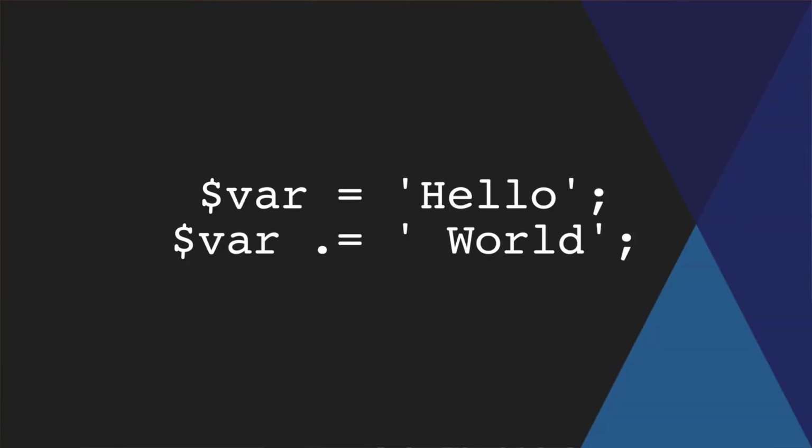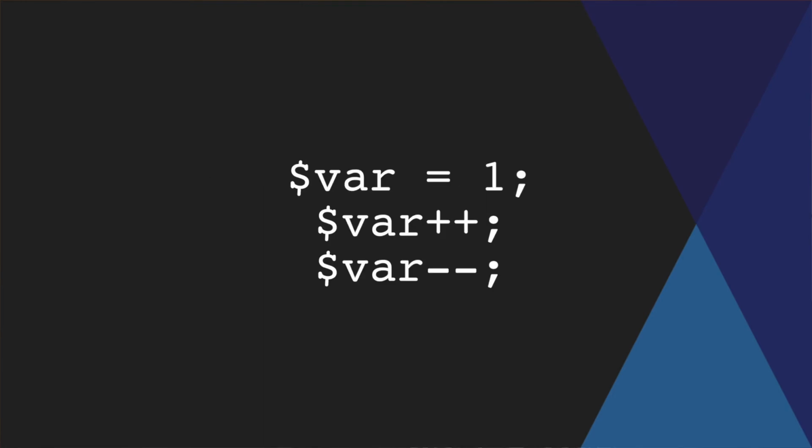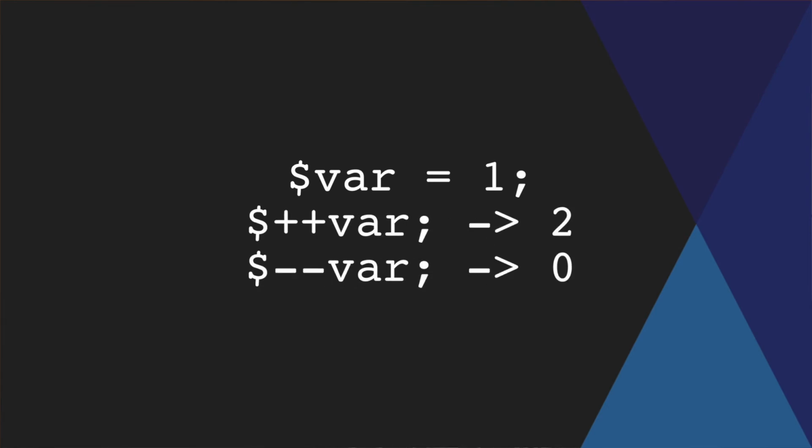Also with strings, period equal adds the right string behind the left string and then assigns the new string to the left side. You can also add one or subtract one to a variable using plus plus or minus minus. Putting the signs before the variable means that the increment or decrement will happen before the value is returned. Putting the operators after will make the change happen after the variable is returned.